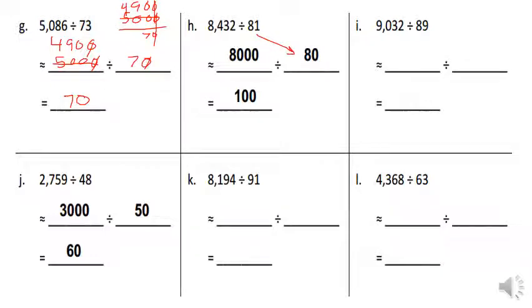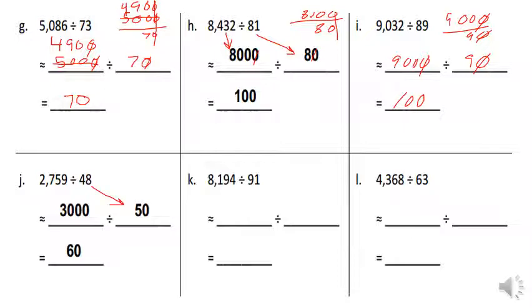On H, 81 was rounded to 80. 8,432 was rounded to 8,000. When we do our 8,000 over 80, we take it out, we get 800 divided by 8, which is 100. I, 89 is closer to 90. 9,032 is closer to 9,000. 9,000 divided by 90, taking out our multiples of 10, and we have 900 divided by 9, which is equal to 100.